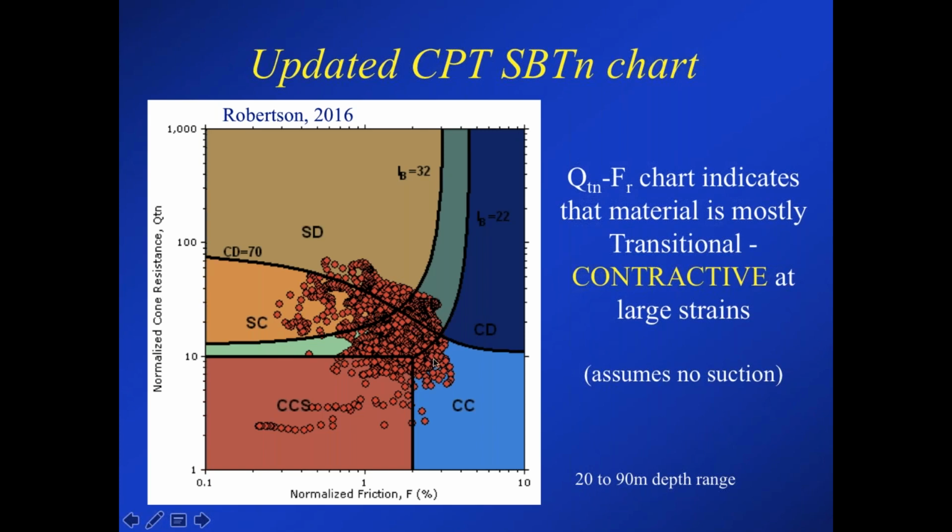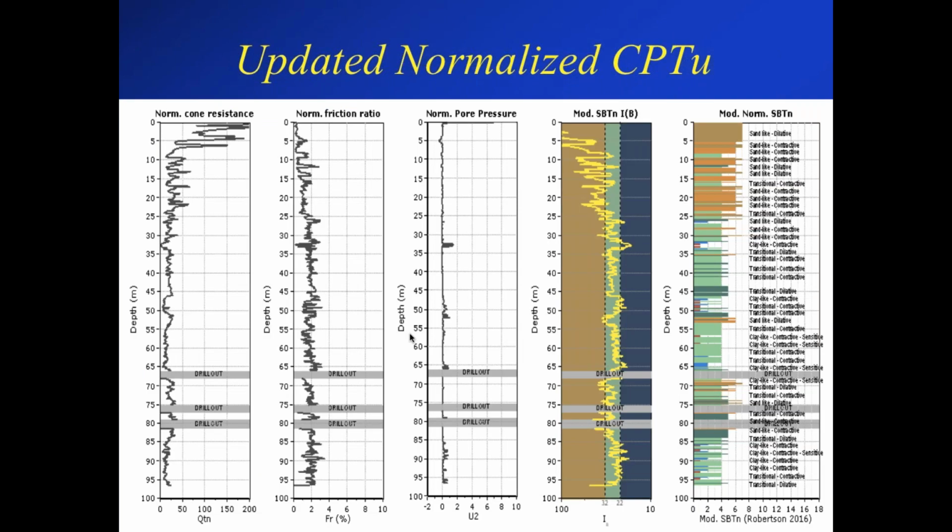And you can see that most of the data plots slightly on the contractive side. There is some on the dilative side, and most of it falls into the region that we would refer to as transitional behavior. So to the left here, you've got sand-like dilative and sand-like contractive, and then you've got clay-like dilative and clay-like contractive, and then clay-like contractive and sensitive, and then the green zone is transitional material that transitions from sand-like to clay-like, and that's where most of this data plots, and it's mostly on the slightly contractive side. And here is that updated value.